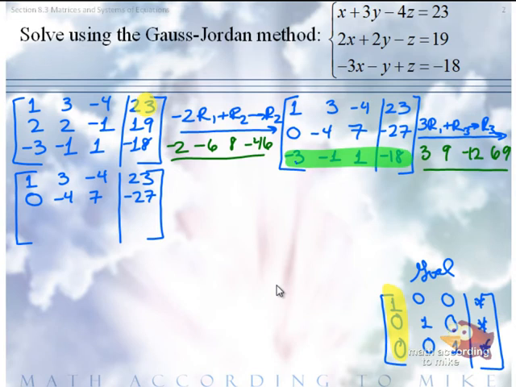So add corresponding entries, negative 3 and 3. Oh, wrong color. Oh my gosh. Can't have that. 9 and negative 1. Negative 12 and 1. And 69 minus 18, 51. First column is complete. So now we move on to the next column.